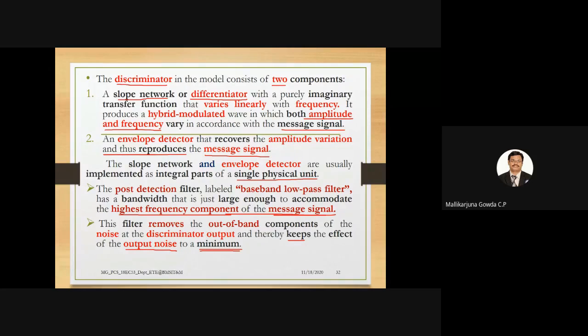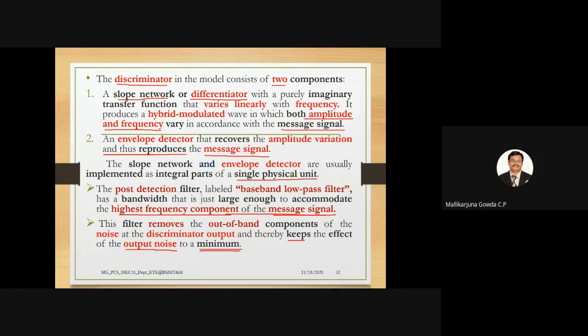As I said, the discriminator will have two components. One is the slope network, which is also known as the differentiator. Basically, a differentiator is a high pass filter. That will provide a hybrid modulated signal, which varies both in amplitude and frequency in accordance with the message signal. The envelope detector will recover the amplitude variations, and we say it reproduces the message signal. Both the slope network and the envelope detector are implemented as an integral part of a single physical unit. Then the output of the discriminator will be given to the baseband low pass filter.